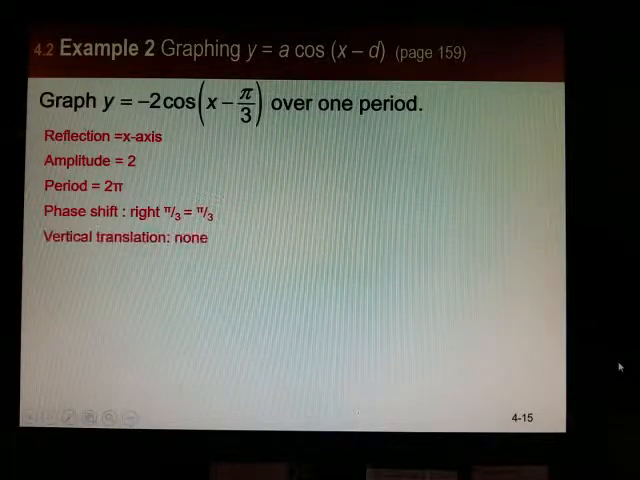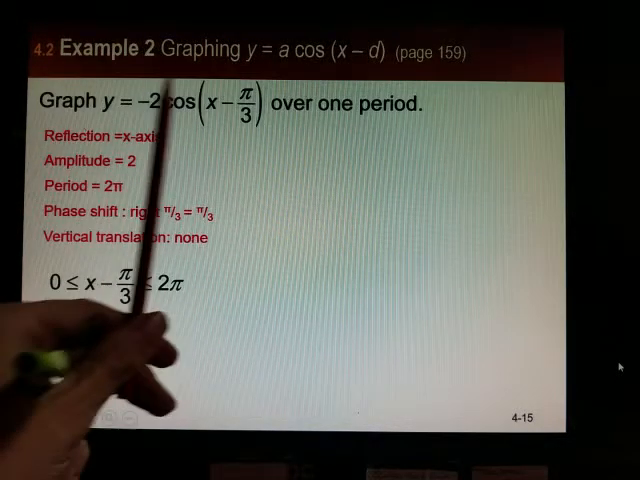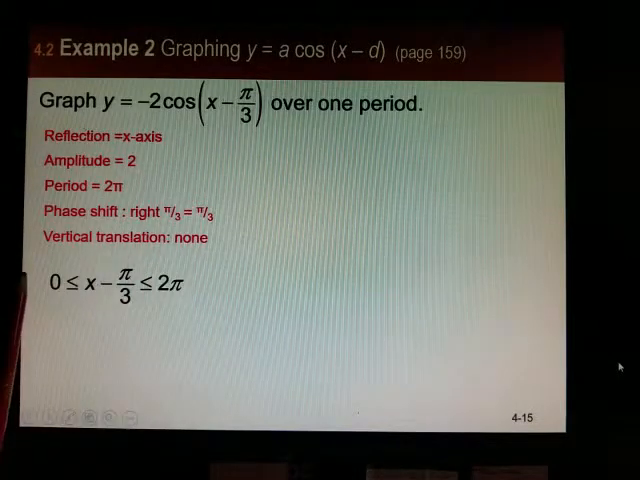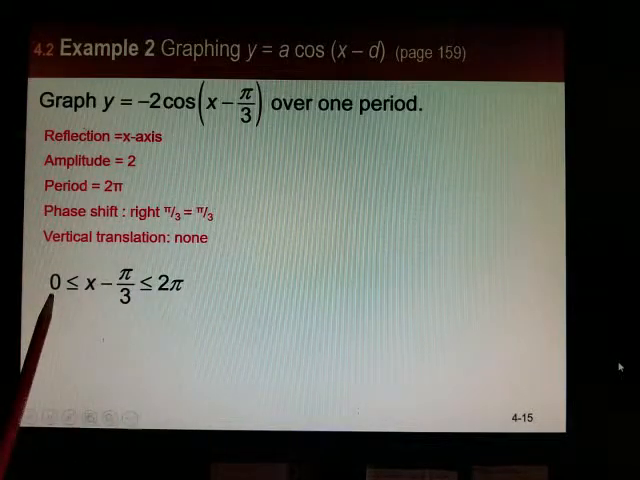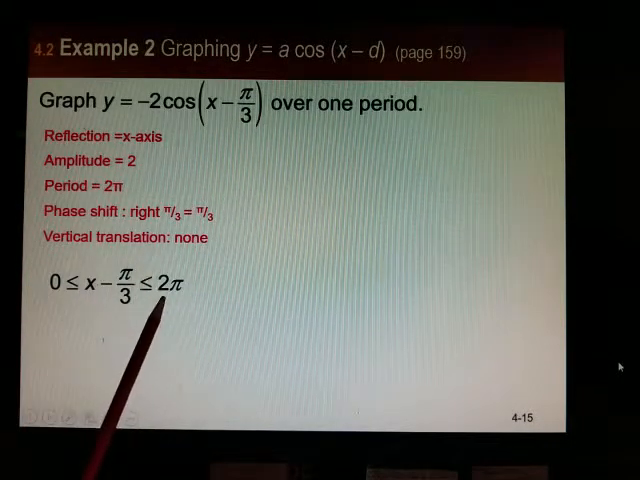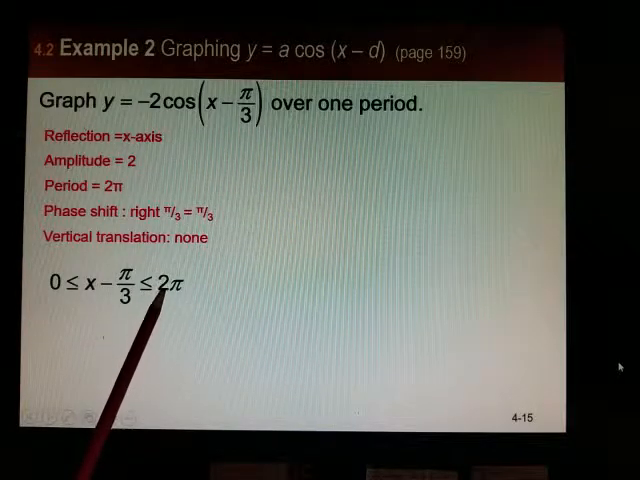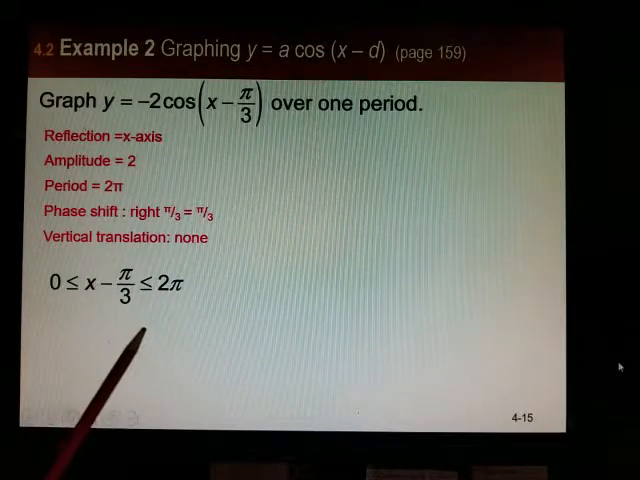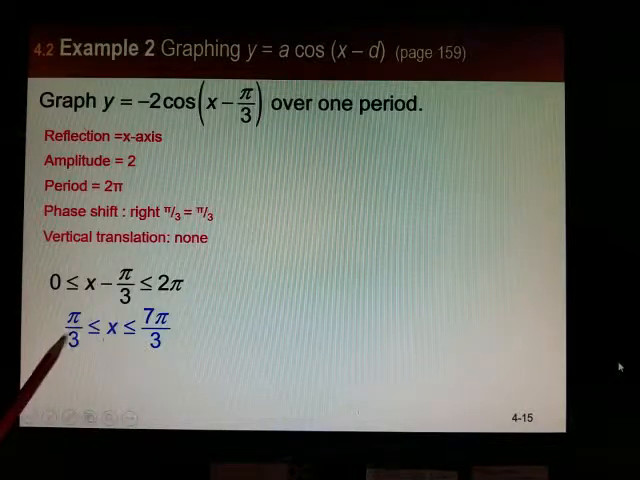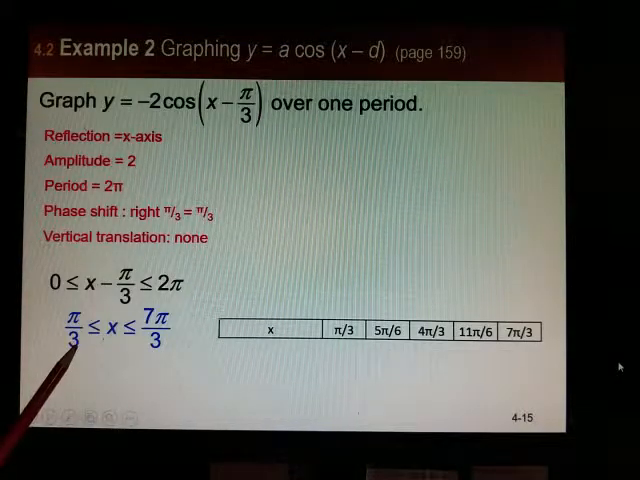All right, so my table of points. I take what's inside here, between 0 and 2 pi. I add 1/3 pi to 0. I add 1/3 to 2. 2 is the same thing as 6/3 plus 1/3. That's going to be 7 pi thirds on the end. These are the end points for my table.